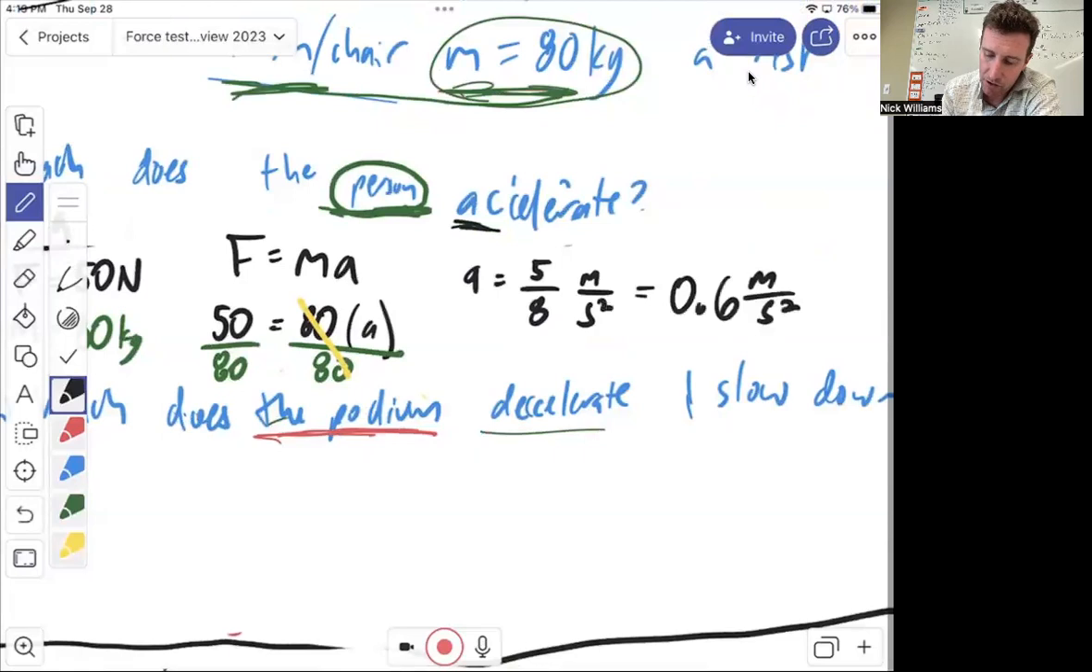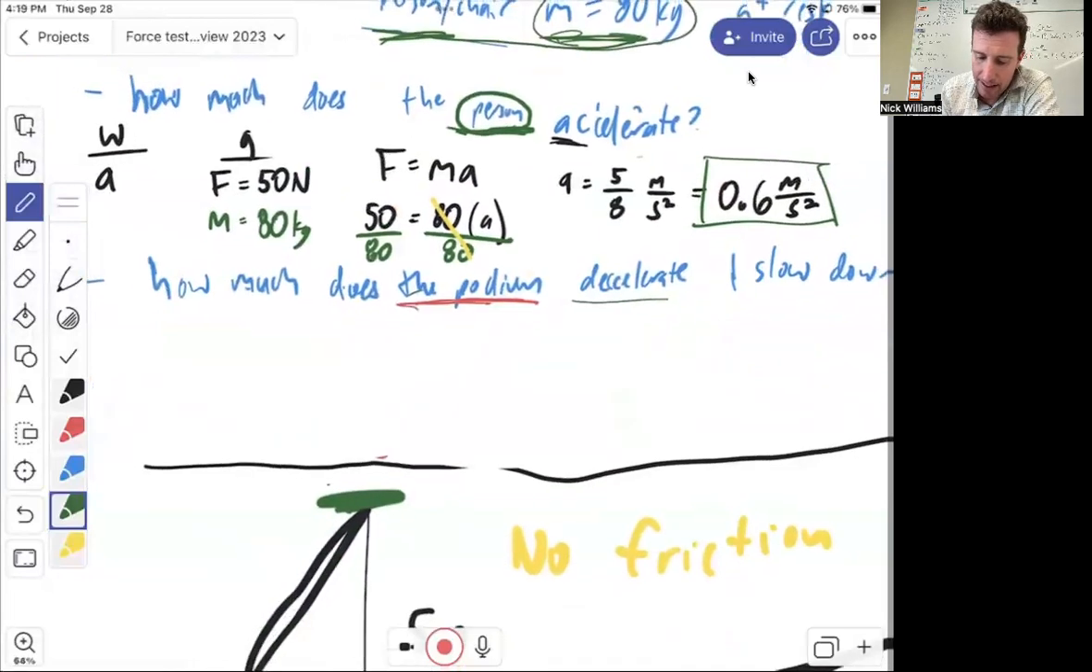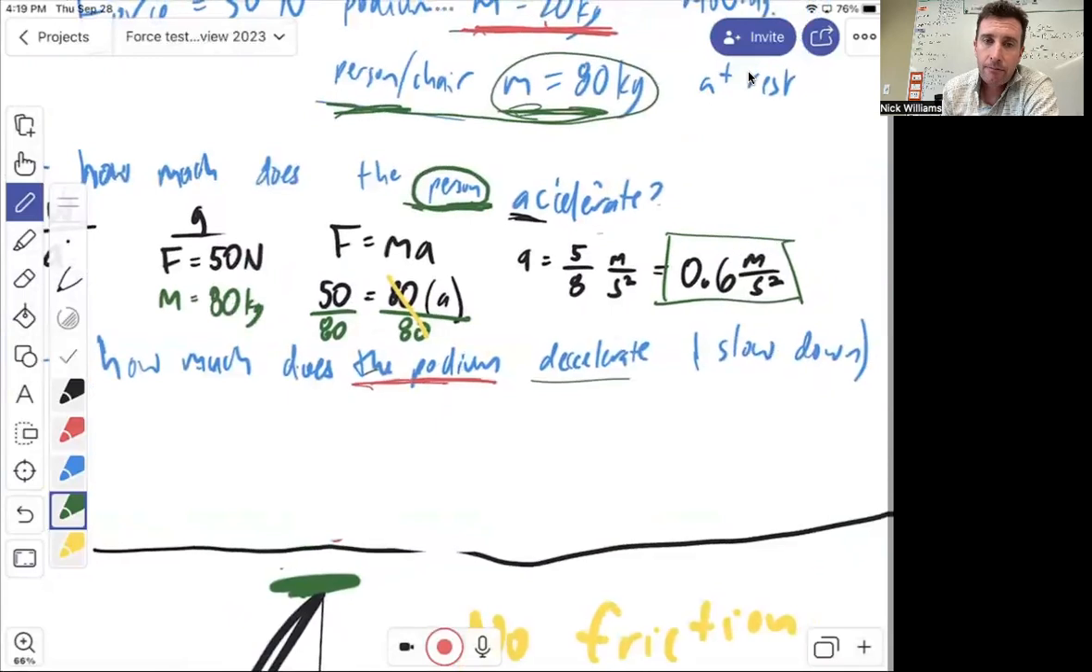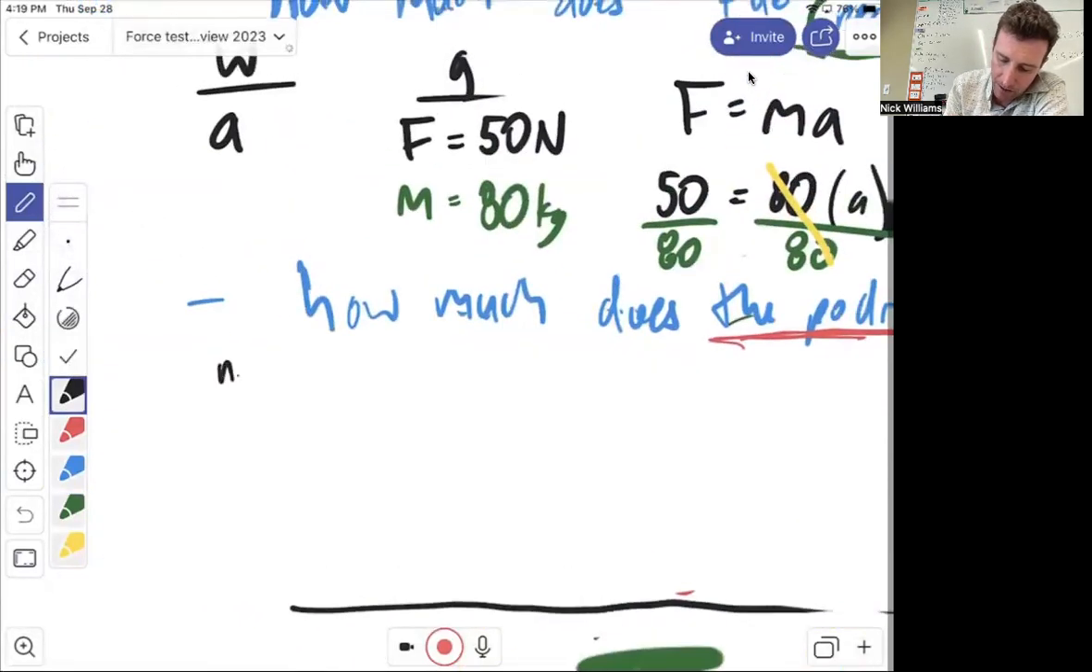First time I did that, I forgot the squared in my unit. It should be meters per second squared. So my acceleration for the person would be 0.6 meters per second squared. So that's how much the person will jolt forwards by in that collision. The next question is how much does the podium decelerate or slow down? So now, instead of looking at the person, I'm looking at the podium. Once again, I'm going to set up with my needs and my givens.